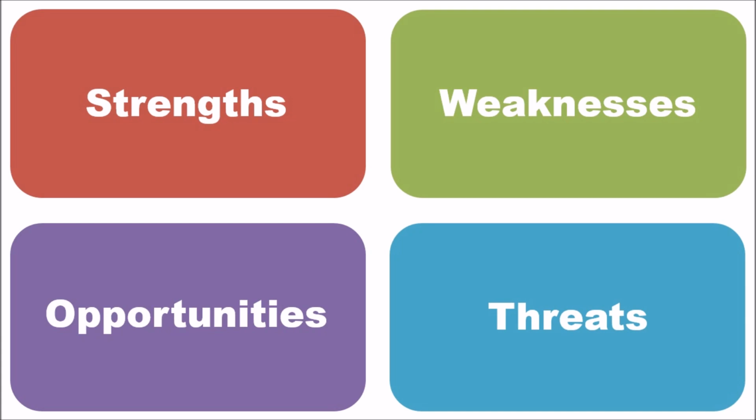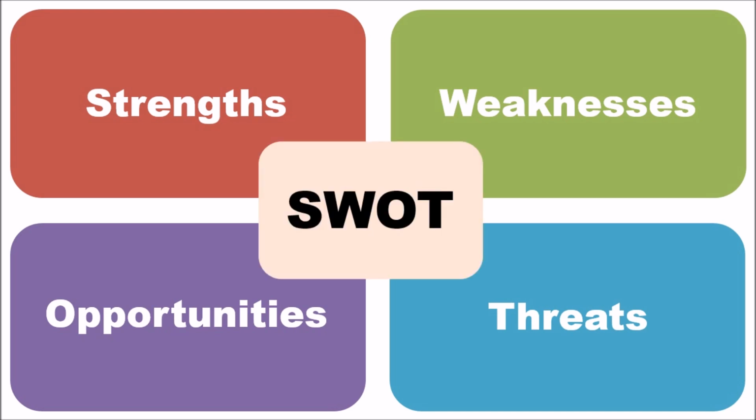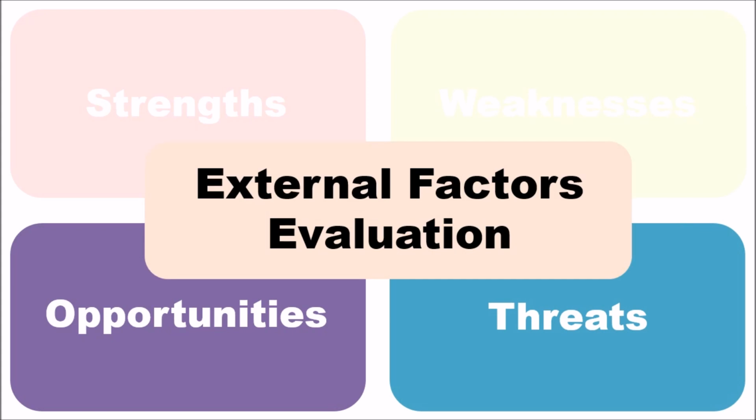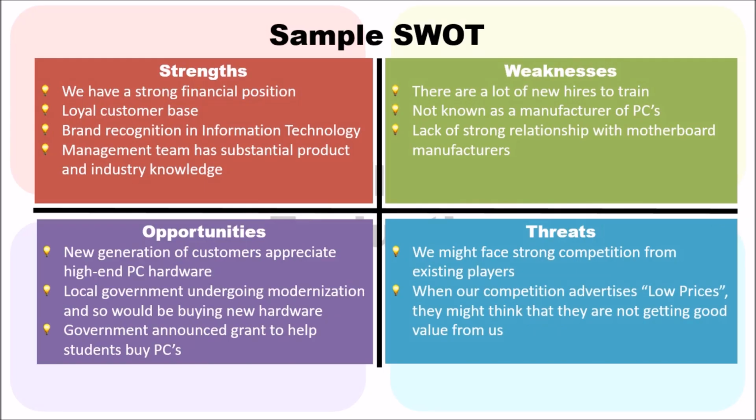Now, we use these four factors: the strengths, weaknesses, opportunities, and threats, to do what we call the SWOT analysis. The internal factors that we looked at were the strengths and the weaknesses, because the strength is within a person and weakness is within a person. Opportunities are something that's external to an organization. So in this video we'll be looking at the opportunities and the threats. When we talk about evaluating opportunities and threats, we actually do external factors evaluation. All right, so let's get started.